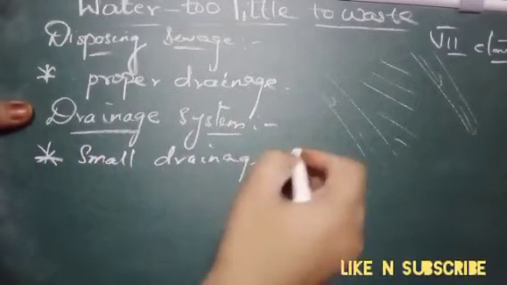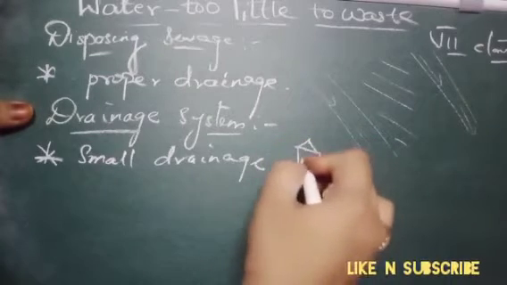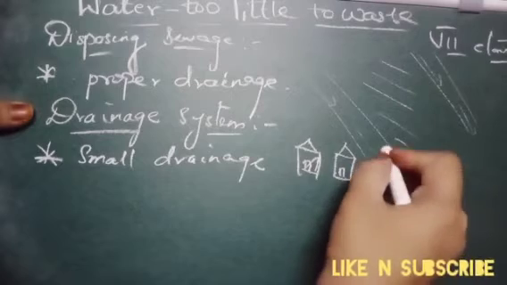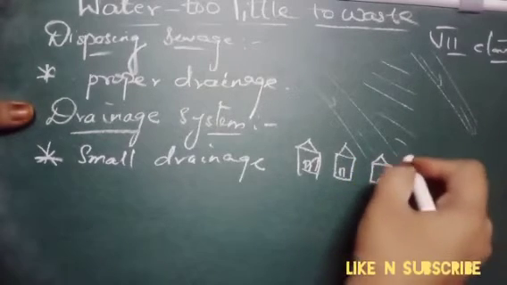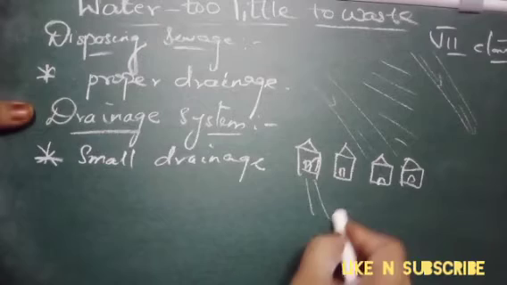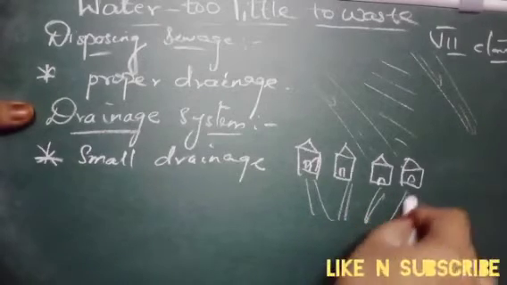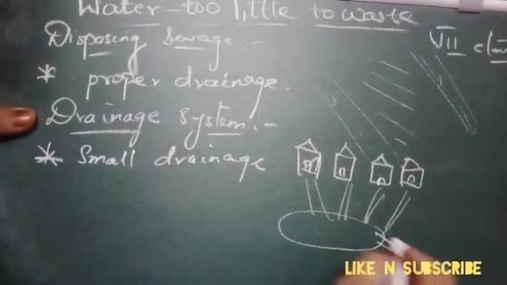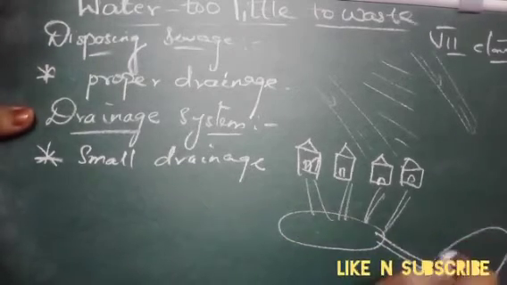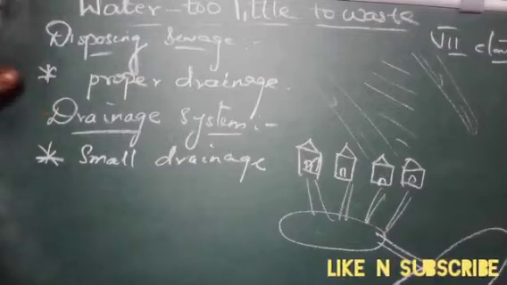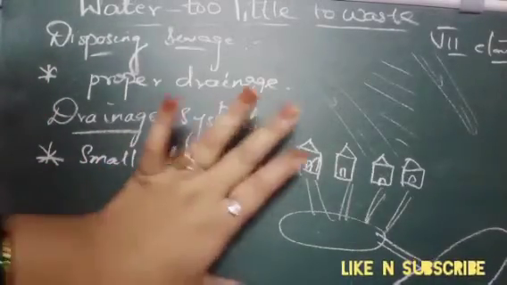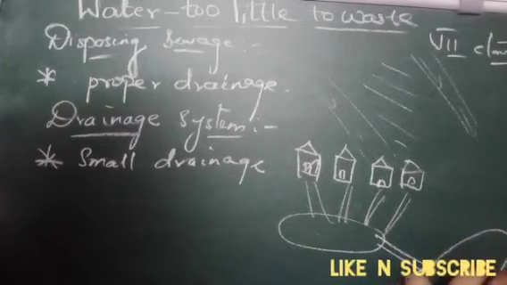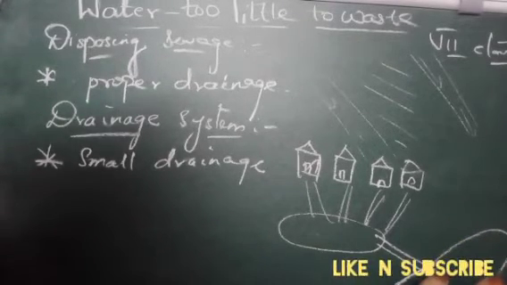Suppose these are the houses, suppose this is one of your house, this is your neighbor, this is one more neighbor. So like this we have so many houses, right? So all these drainages will go into one big drain canal. Okay, this will again go to the outer side of your city. Like that you have so many drainage systems which will take out the dirty water out of your houses.